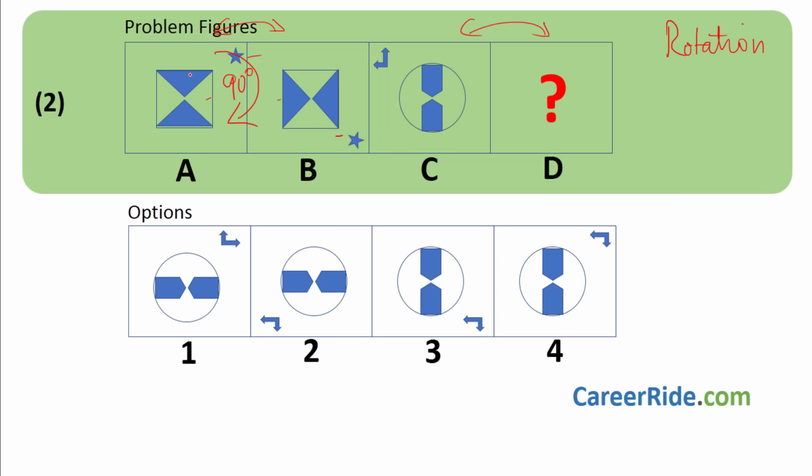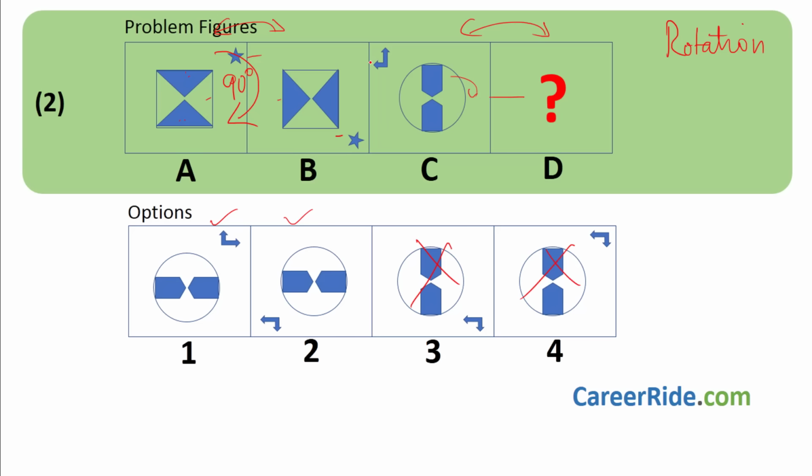If you rotate it 180 degrees, what will happen? This will come over here, this will go over here, and we'll get the same figure. Only thing is, this would come on this side. So here it is only rotated by 90 degrees. In the same way we will also rotate this by 90 degrees. If you rotate it by 90 degrees, we will get this as horizontal. This will become horizontal. So these two can be the options. This is not the answer.